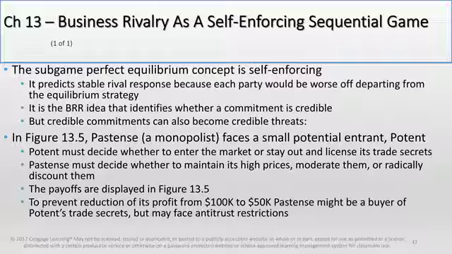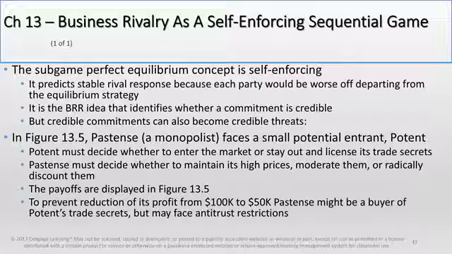Strategic logic versus backward induction. If Potent enters, Pastinence's best reply is to discount, not ignore. Results, payoffs 50K and 40K. If Pastinence moderates pricing, Potent earns more, 50K instead of 40K, and is still incentivized to enter. If Pastinence does nothing, Potent captures the entire market and earns 100K. Pastinence gets 0.